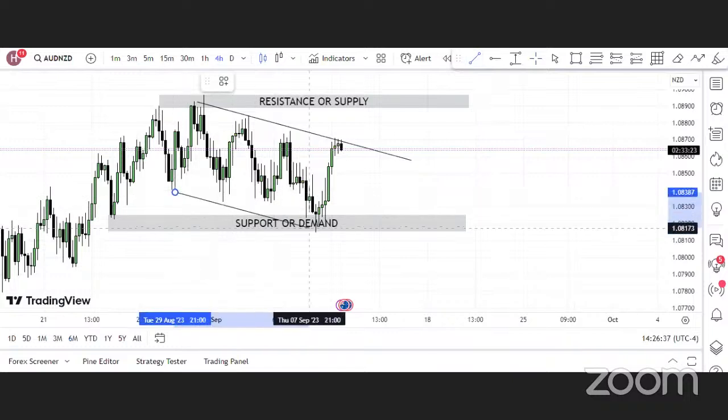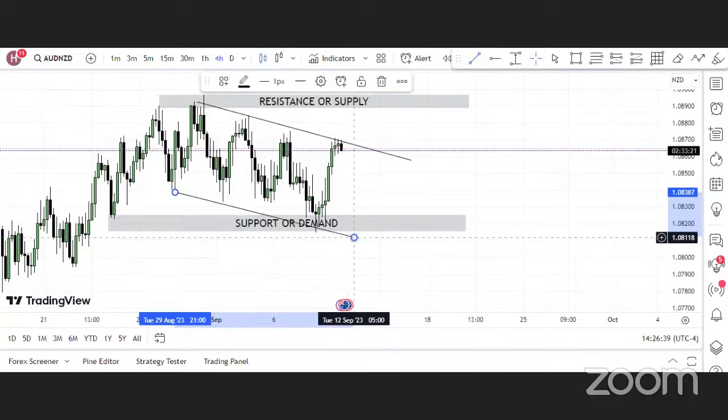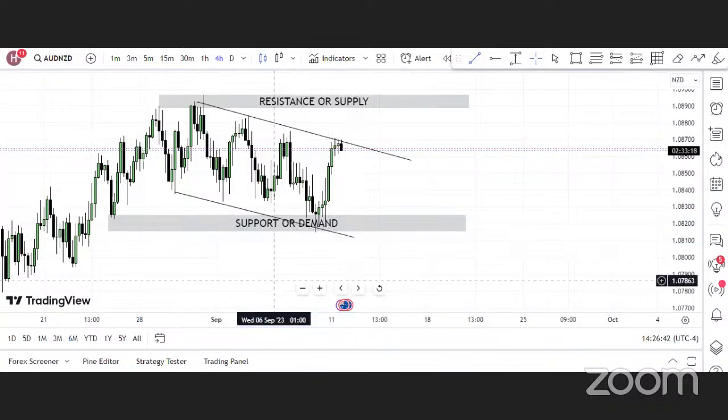So just as we have support and resistance, we also have the same thing, support and resistance, for trend lines.